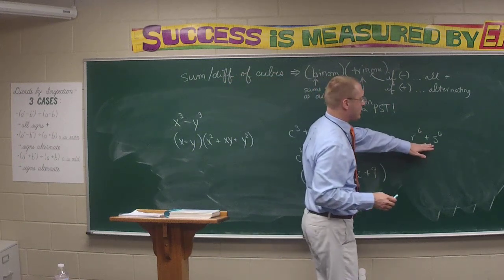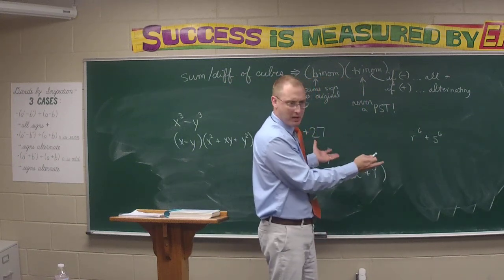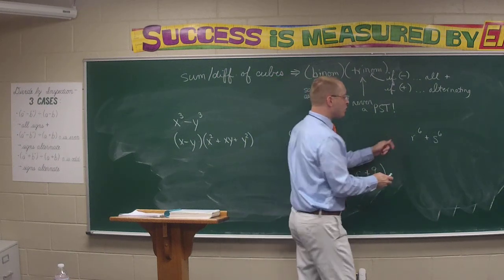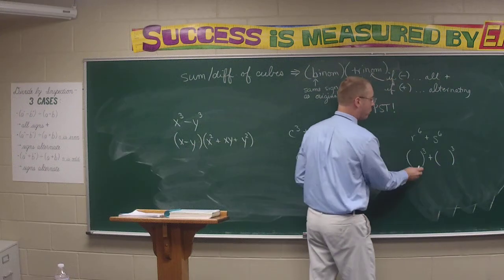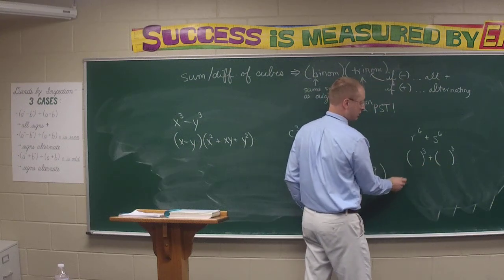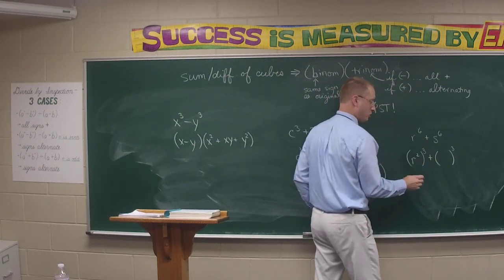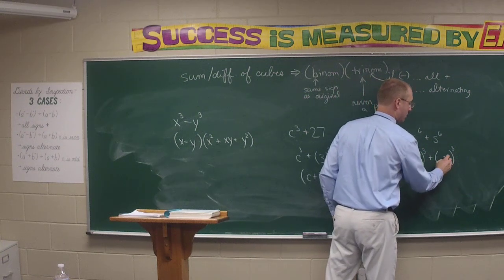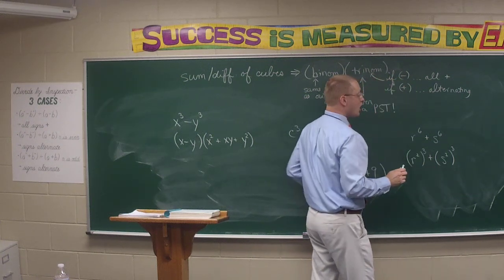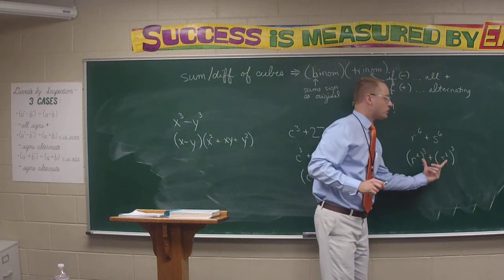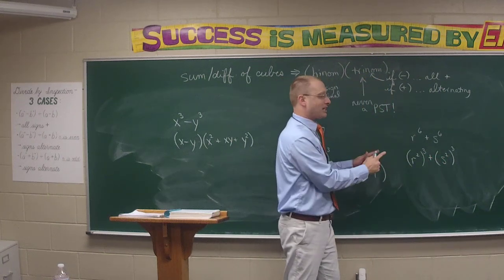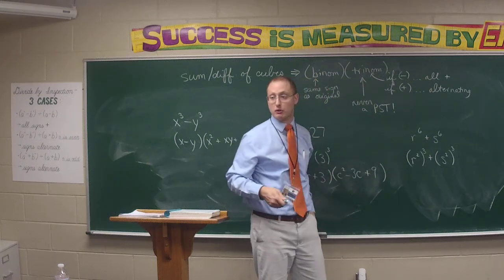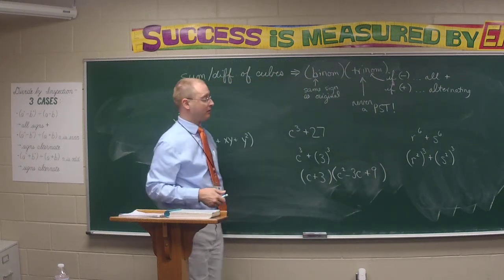So if I try to treat this as squares, I look at this, well, that's a sum of squares. You can't factor a sum of squares. But you could rewrite this as a sum of cubes. Michael, what cubed? R squared cubed plus S squared cubed. So it is a sum of cubes. I can't factor a sum of squares, but because it's also a sum of cubes, I can factor it that way.